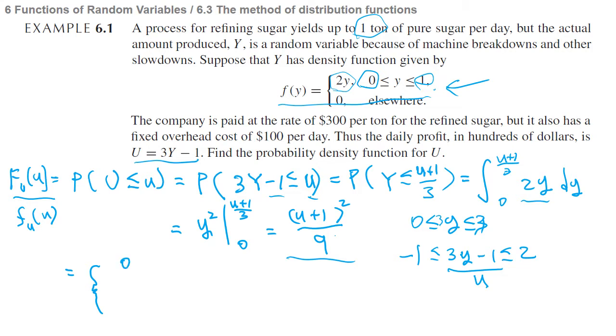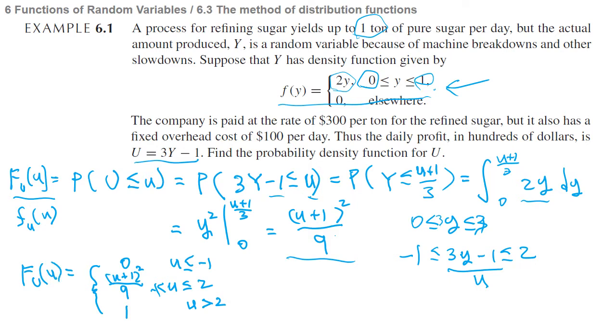0 if u is less than or equal to minus 1, and (u plus 1) squared over 9 when u is greater than minus 1 and less than or equal to 2, and 1 if u is larger than 2. Okay, so this is the distribution function for F_U(u).